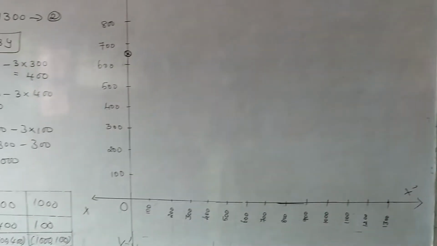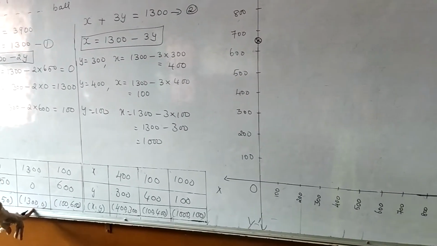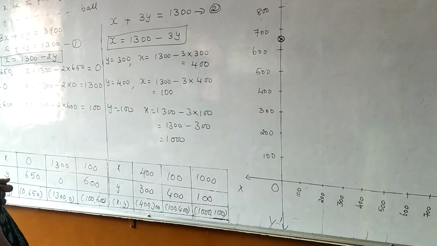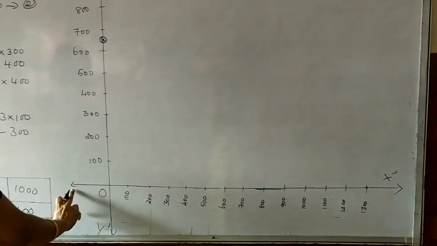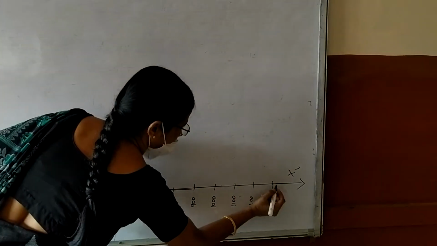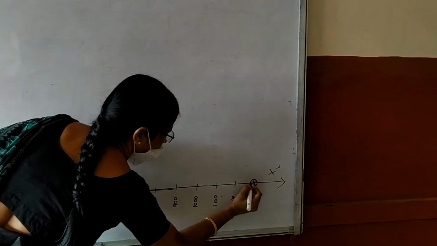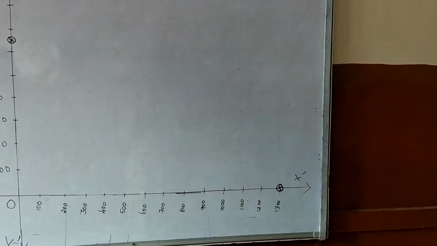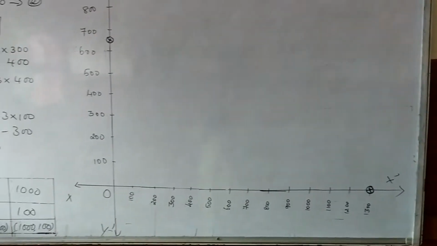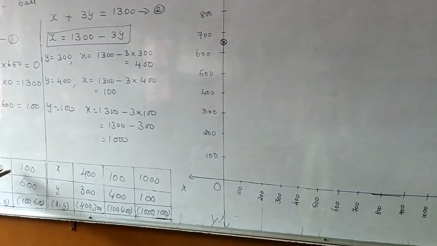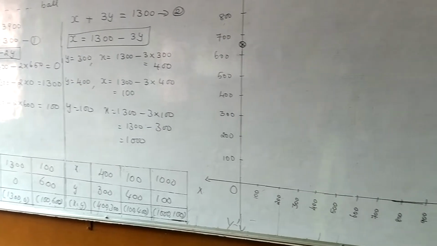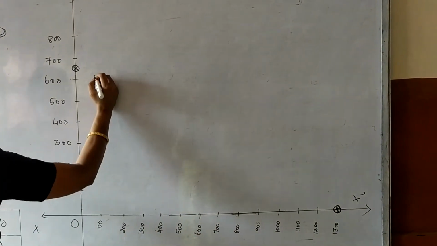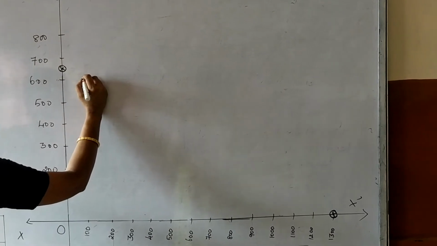Then the second value is x is 1300, y is 0. Because y is 0, we know the point lies on the x-axis. The third point is x is 100 and y is 600. So it is this point.